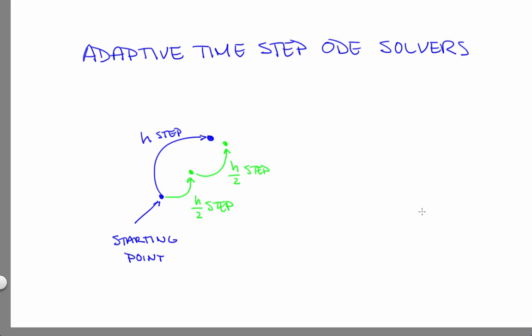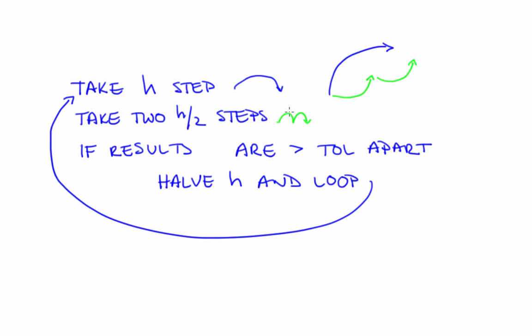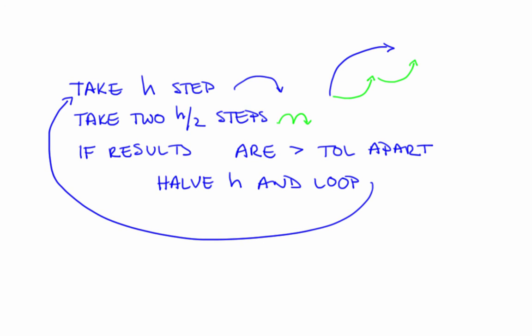And then what you do is you look at this spacing. And if that spacing is less than some tolerance specified by the user, then what that means is that the h step was good enough. If the situation looks like this instead, the distance between the place where you go with the h step and the place where you go with two h over two steps is very big, then that h was bad. If you saw this situation on the right, you should probably halve the h and then loop like this. As I've written it, this loop will successively reduce the step size until it's good enough, as measured by that tolerance. Now, clearly there's extra work here, but that work is necessary to know if your answer is good enough.